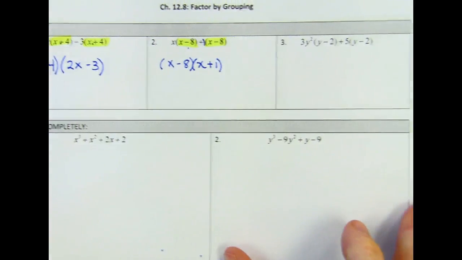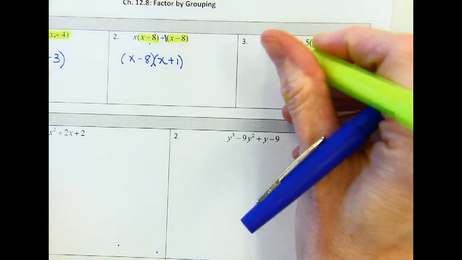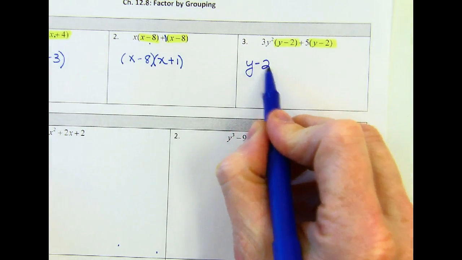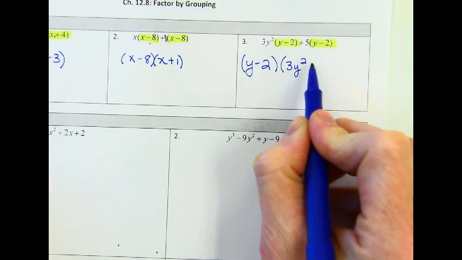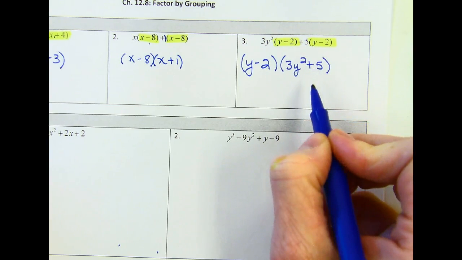Now finally, number 3, you can clearly see the match. You have a y minus 2 and a y minus 2. So you bring that one out. That's what you have in common. And here, 3y squared plus 5 simply falls in. Those are your leftovers.